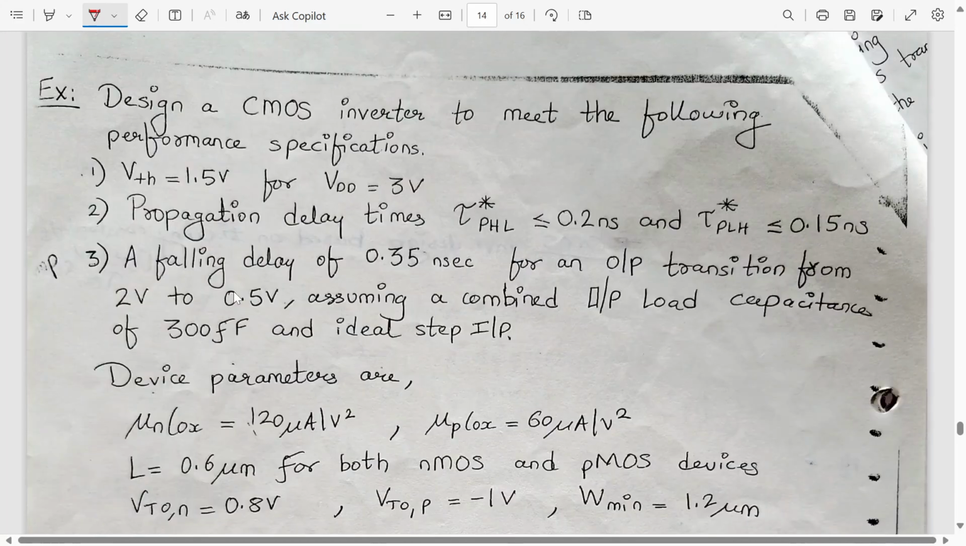Yeah, so now we come to a very important design. We will go through it step by step actually.